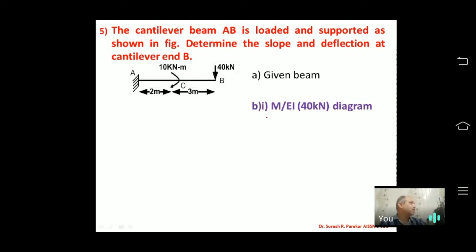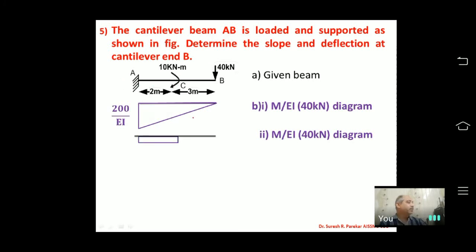Now you can see this M by EI diagram, but this is for 40 kilonewton. So what will be the moment? 40 into 5, that will be 200. So we have a bending moment of 200 upon EI. Now this is for 40 kilonewton, the first part. Now I will go to the second M by EI diagram. This is a constant moment, so from A to C this value I will get the same, 10 upon EI. Now I know the bending moment diagram for both.